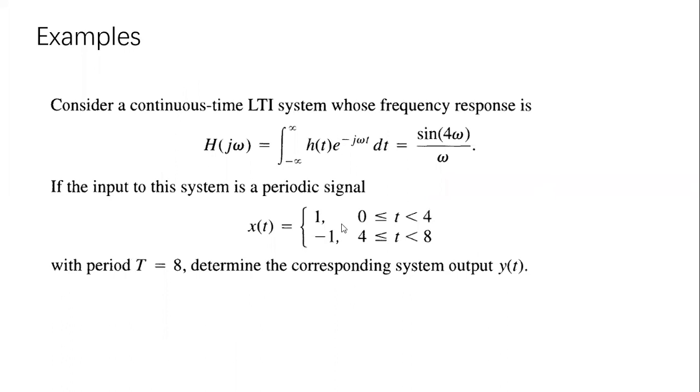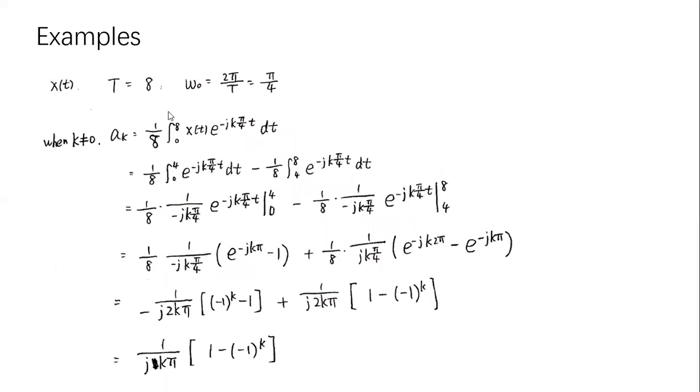Then we notice that the signal has two cases. When t is larger than 0 and smaller than 4, x(t) is equal to 1. When t is larger than 4 and smaller than 8, x(t) is equal to minus 1. So we need to split the integral into two parts. The first part, the range of the integral is from 0 to 4. And the second part, the range of the integral is from 4 to 8. Then we calculate the integral of the two parts respectively.